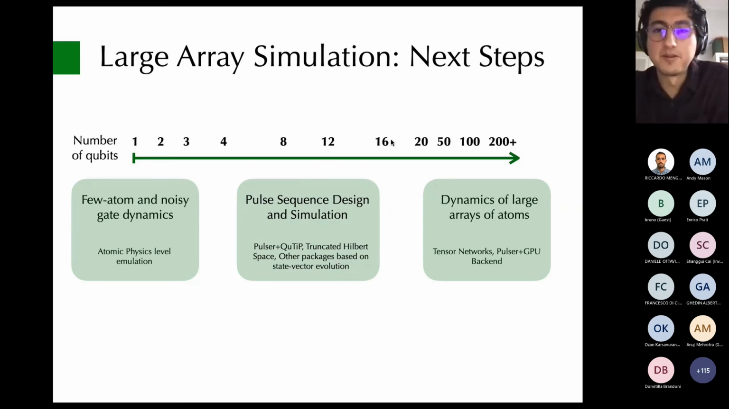Once you go past the very, I don't know, 16 or 20 atoms, you are with the problem of having a large array of atoms. So in order to extract some information, you will need tensor networks, and especially as you see in many places, this is the point in which you start needing a large cluster, for example, the GPU backend, or even something larger as the supercomputers that are offered by Genci.